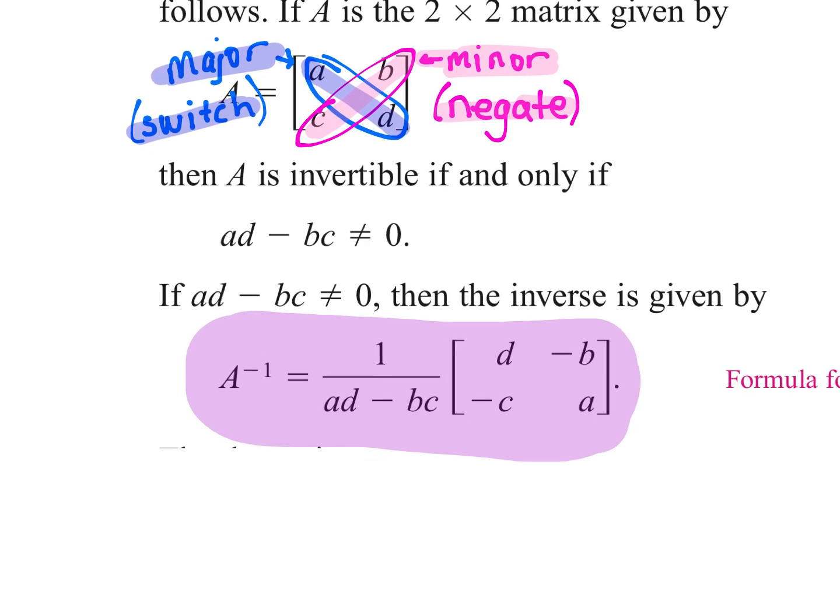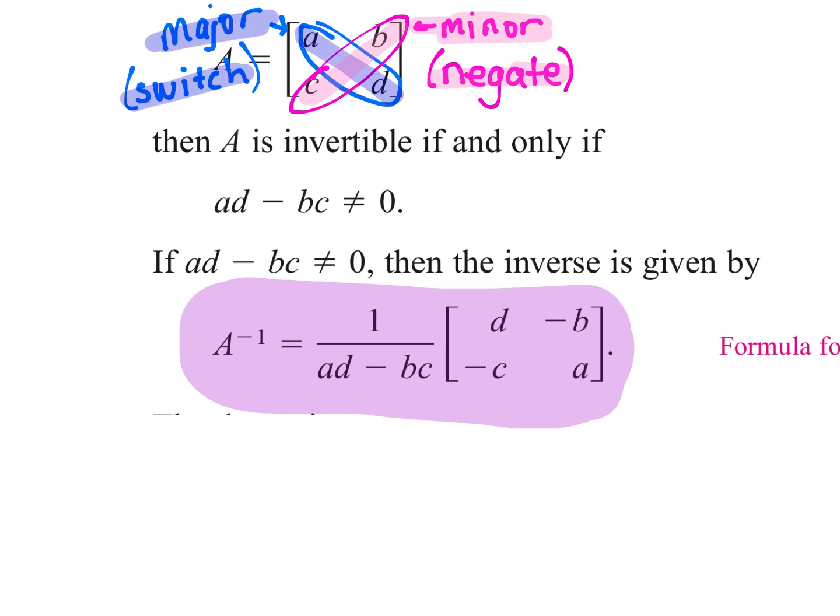And then the second thing we have to do when finding our inverse is we multiply by 1 over the majors multiplied together minus the minors. So I'm going to write that here. Major minus minor.